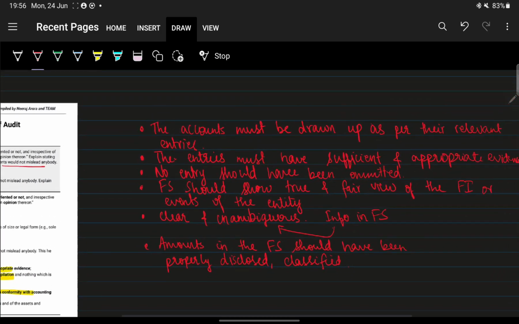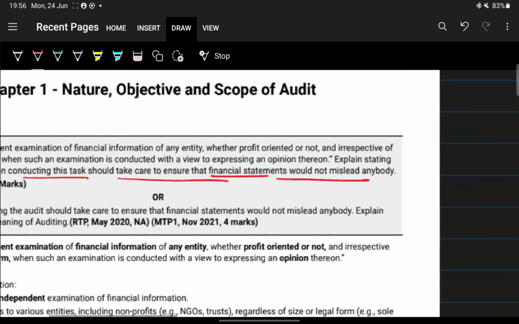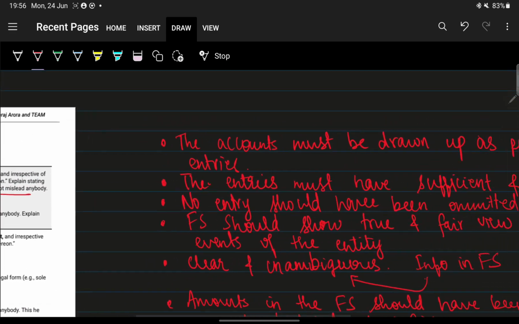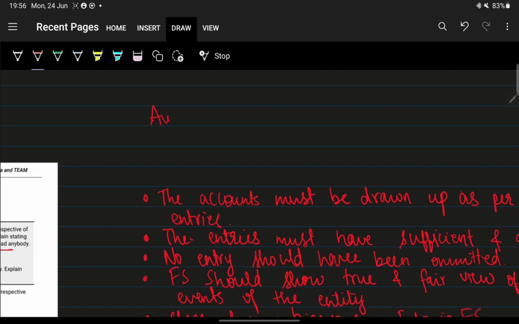Okay, so here firstly, since they also started off with the definition of an audit, we can also write that in the answer. We can write: audit is an independent examination of the financial information of any entity, whether profit oriented or not, right? And irrespective of size or legal form.